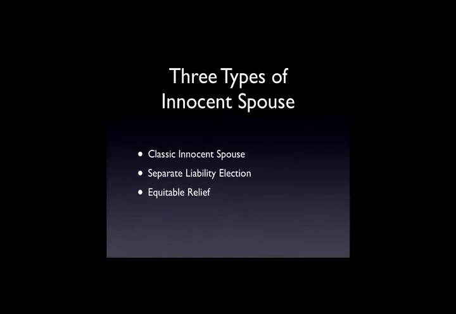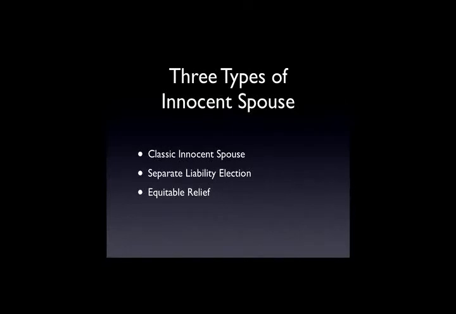The second type of innocent spouse is called a separate liability election. If you don't qualify for classic innocent spouse, then you can apply for a separate liability election. If you currently have a joint liability, you can apply to have that joint liability separated as if you had both filed married filing separate returns. Let me give you an example of how that might apply.